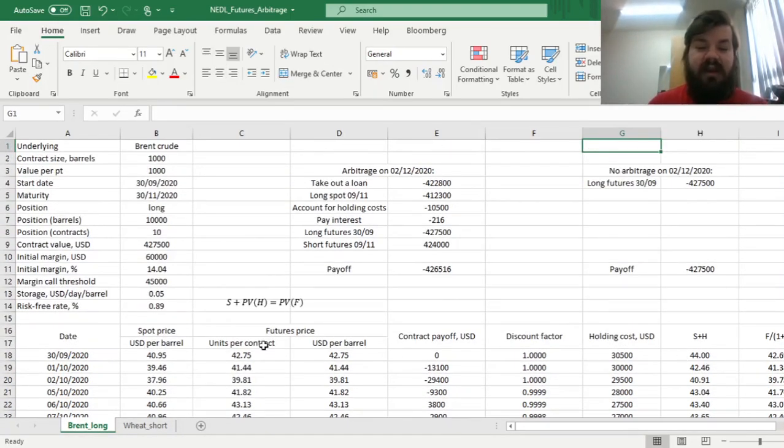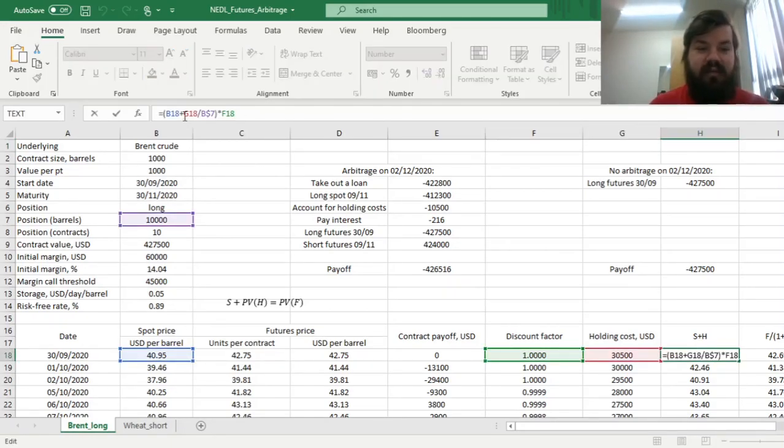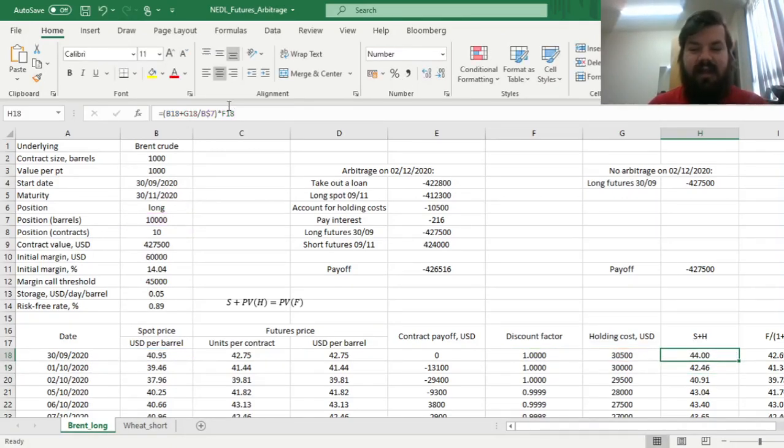Then we can calculate the left-hand side of our equation, of our futures valuation model, by accounting for both the spot price and the net present value of holding costs per barrel. So here we add up the spot price in dollars per barrel and our holding cost per barrel, so holding cost over the number of barrels, and multiply it by the adequate discount factor that is prevalent at the current time. And this would be the left-hand side of the equation.